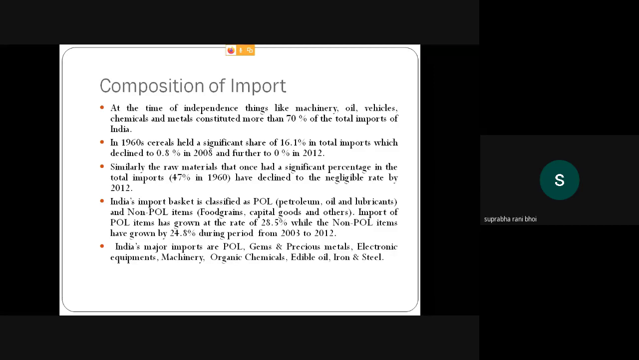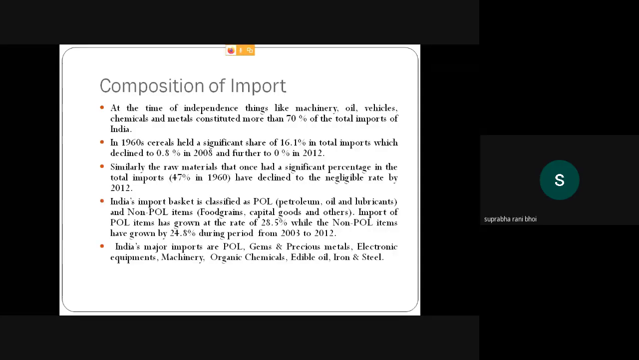At the time of development, during 1950-51, India was unable to produce food grains sufficiently. But gradually, we became self-sufficient in food grain production, and now we are in such a state that we are producing a huge amount of food grains, not only for our people, but also for export to other countries. So in the 1960s, cereals had a significant share of 16% in our total imports, which has declined to 0.8%. Presently, it is zero. We are not importing any cereals from other countries because we have achieved self-sufficiency.